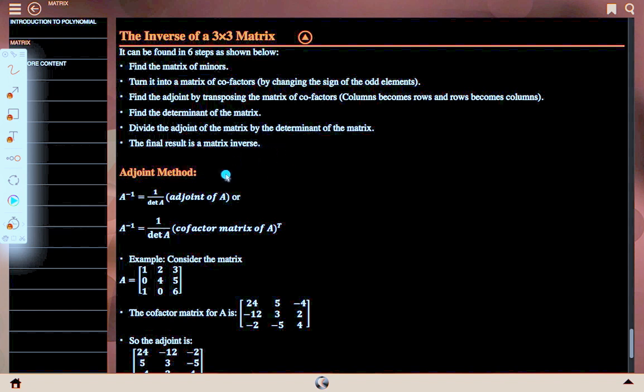Now here see, adjoint matrix. Now this is the inverse of A equal 1 upon DET A, meaning determinant of A, times adjoint of A. Or here again, the inverse equals 1 upon DET A times the cofactor matrix of A transposed. Example: consider the matrix A equal 1, 2, 3, 0, 4, 5, 1, 0, 6. The cofactor matrix for A is 24, 5, minus 4, minus 12, 3, 2, minus 2, minus 5, 4.